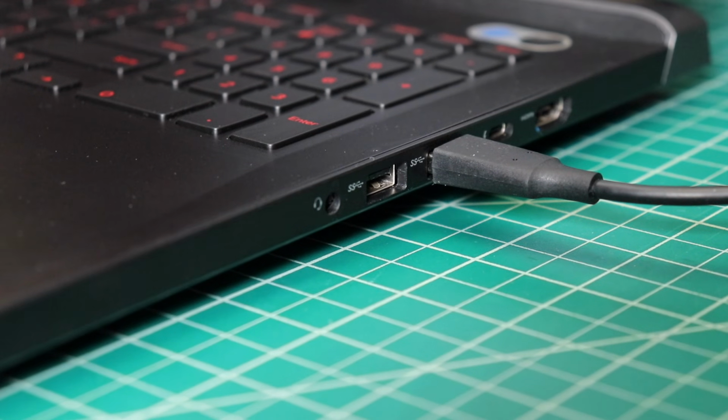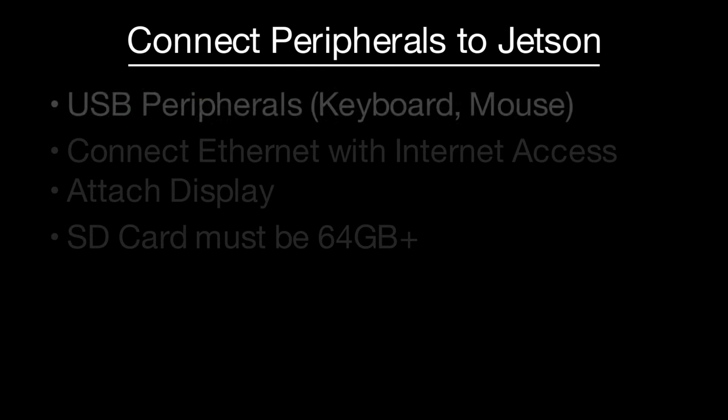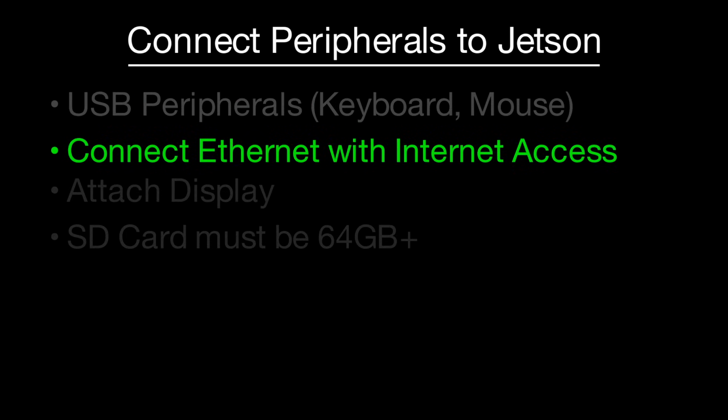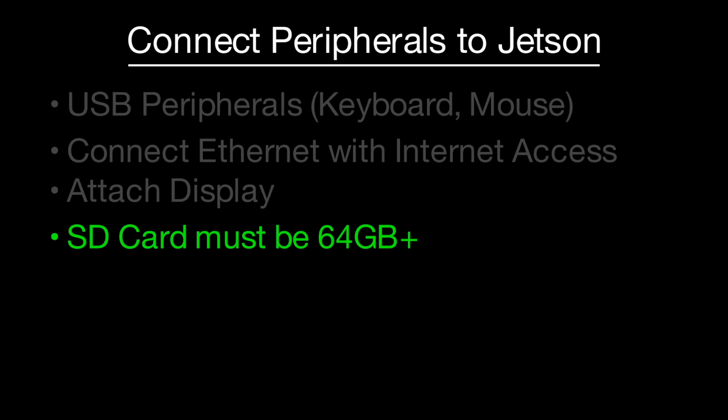Then we finish up connecting the rest of the peripherals to the Jetson. Connect the keyboard and mouse. Plug in the Ethernet cable for internet access. Attach a monitor. If you're flashing to an SD card, remember that the capacity must be 64 gigabytes or more.